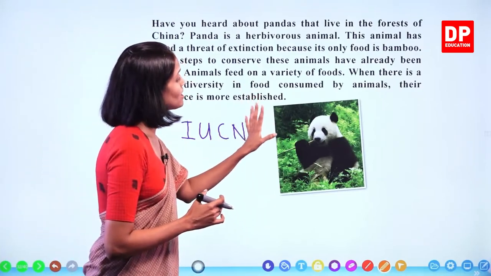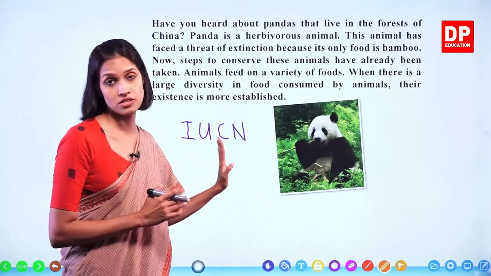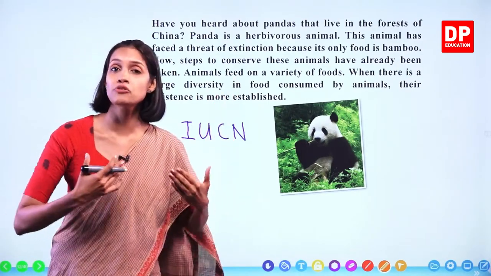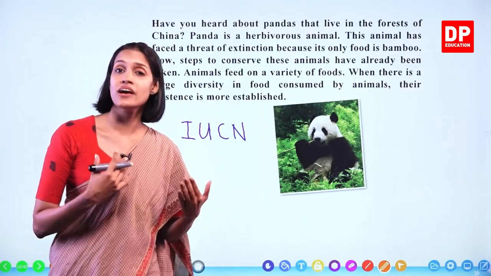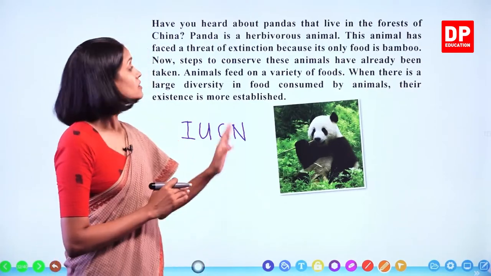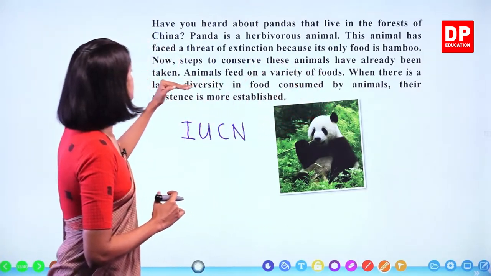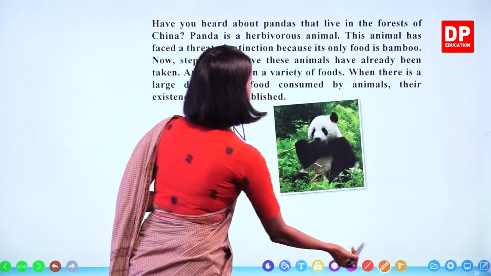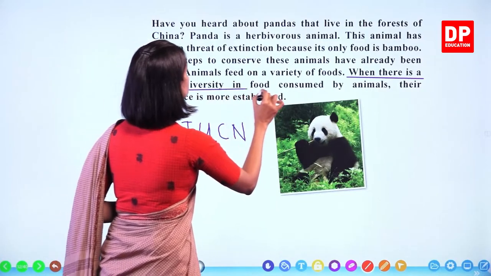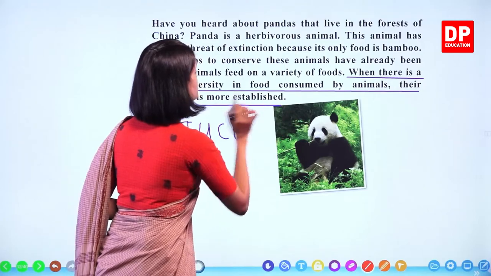But animals who depend only on one type of food item are at high risk of extinction. Right, children? So that also you have to understand when we learn about food chains and food webs. If there are animals who depend on a large number of food items, they are on the safe side. So when there is a large diversity in food consumed by animals, their existence is more established.